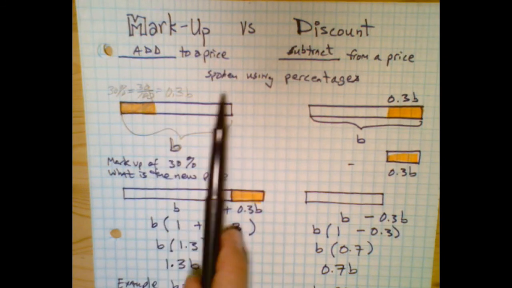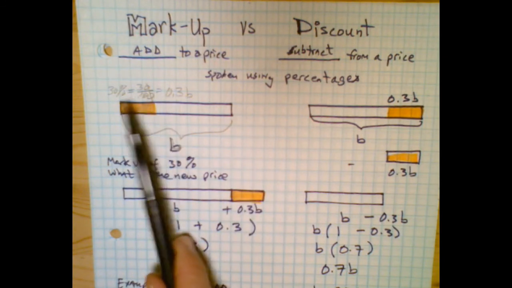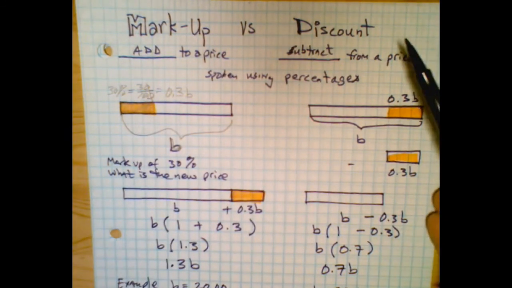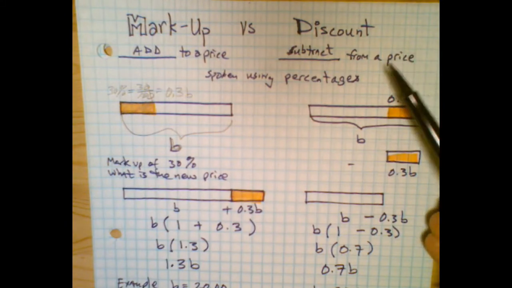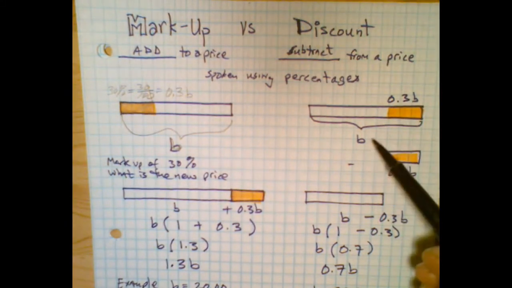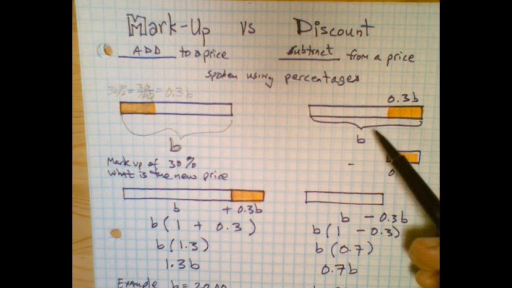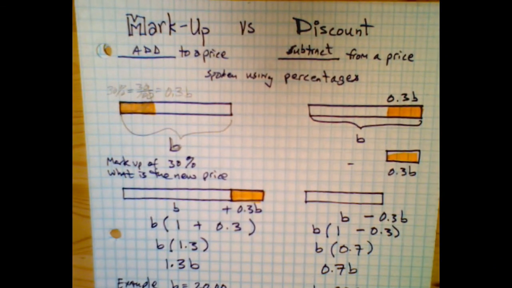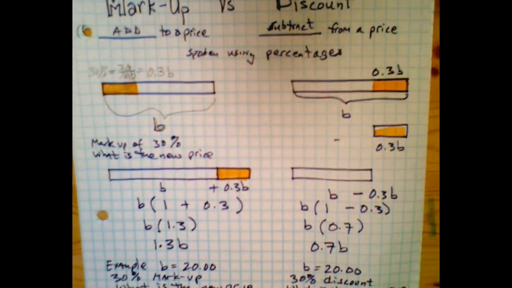and it's often spoken in terms of percentages, sometimes as decimals. Discount is simply subtracting a portion of a given cost or a given price, spoken in terms of percentages and discounts. So hopefully this will help.